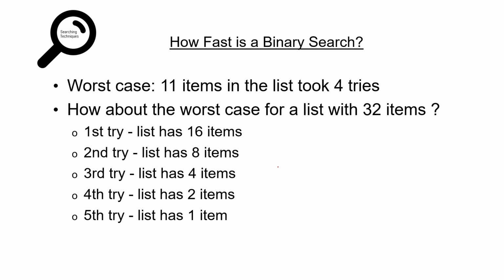So, worst case, what if meron tayong 11 items? So, ang worst case natin, pwede tayong umabot ng 4 tries hanggang makita natin yung ating hinahanap. So what if it's 32? So sa unang try, may 16 items. Sa 5th try, isang item makita natin for sure. So there are probably 5 tries bago makita natin yung isang element. Worst case scenario yun. Okay?